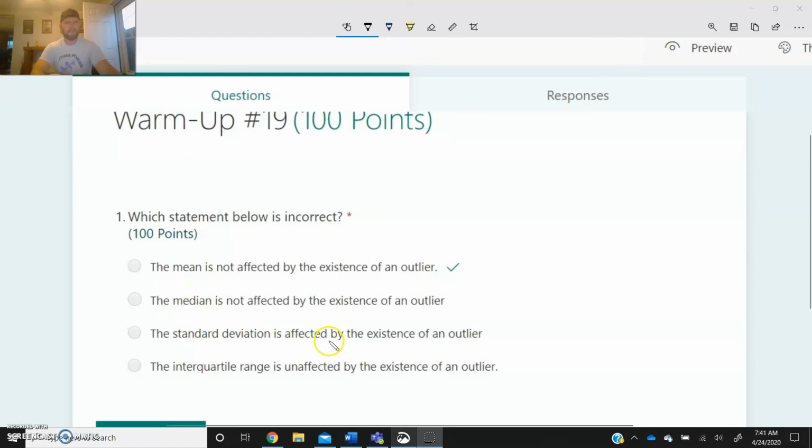Standard deviation is affected by the existence of an outlier. Yes, standard deviation. We are dealing with all the numbers. It will mess up our data if we are looking at that. And the last one, the interquartile range is unaffected by the existence of an outlier. Well, if you remember, we ended up looking at interquartiles yesterday, and this one says is unaffected by the existence of an outlier. It could be affected by an outlier.